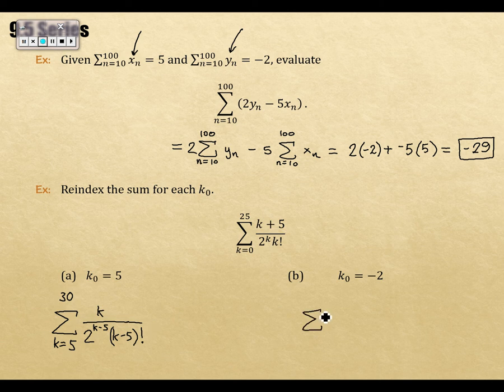So someone, if you haven't already, do this one over here, and someone volunteer to read it off for me. What would you have here? We're starting at k equals -2 now.